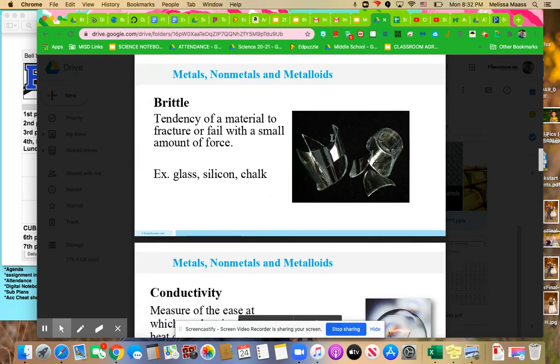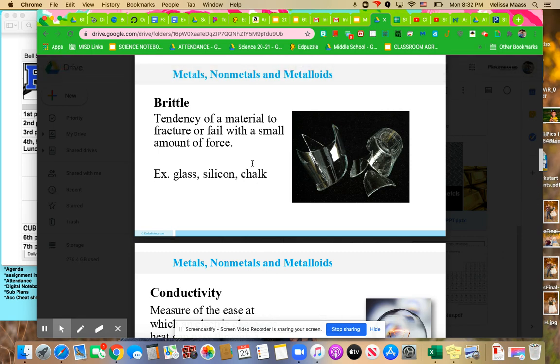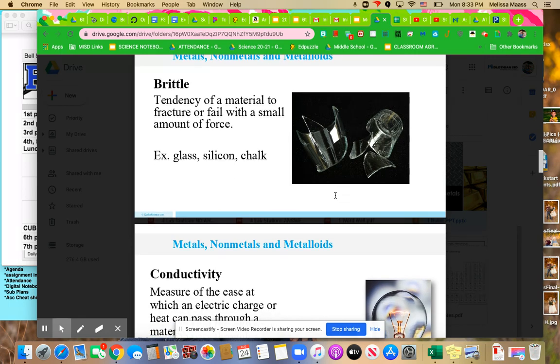Brittle. This is how something can shatter. We know that if we drop glass, it's going to shatter. If you drop sidewalk chalk on the driveway outside, it's going to shatter. We know those types of things, when dropped on the floor, are going to shatter. It's a material that's very fragile and will fracture if it has a great amount of force on it. So those are good examples of the word brittle.